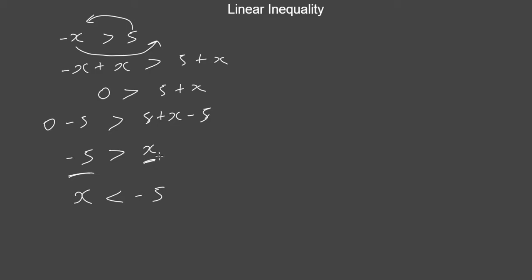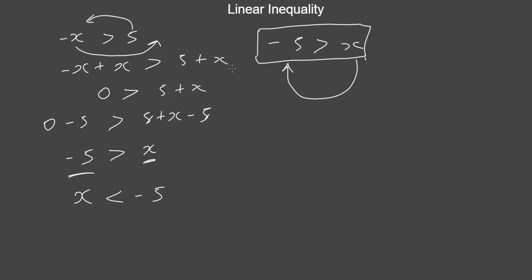In other words, just imagine that you have minus 5 greater than x, and you try to rotate this by 180 degrees. That is, you try to rotate this rectangle. So imagine you have this rectangle, you rotate it by 180 degrees. What happens is you get x less than minus 5. So this just shows why you always flip this sign whenever you multiply by a negative number. So that's a very important rule you have to take note of when dealing with linear inequality.